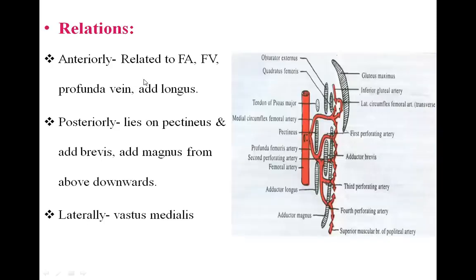Relations. Anteriorly, it is related to the femoral artery, femoral vein, profunda vein, and the adductor longus muscle. Posteriorly, it lies on the pectineus muscle and the adductor brevis and magnus, from above downward. Laterally, it is related with the vastus medialis muscle.